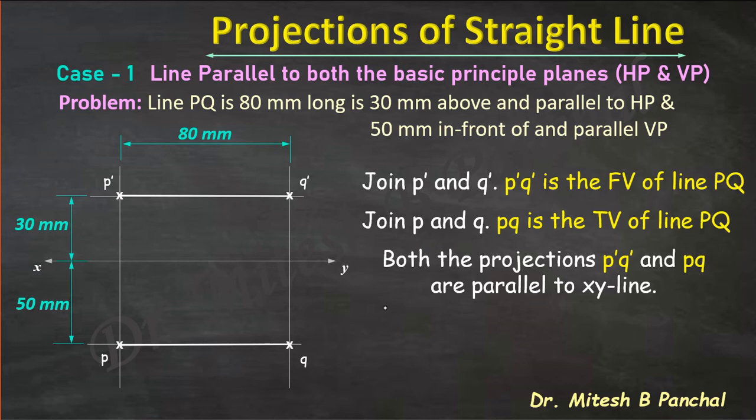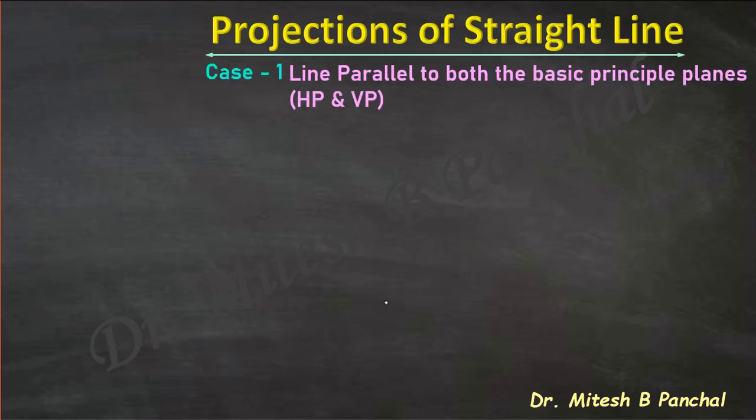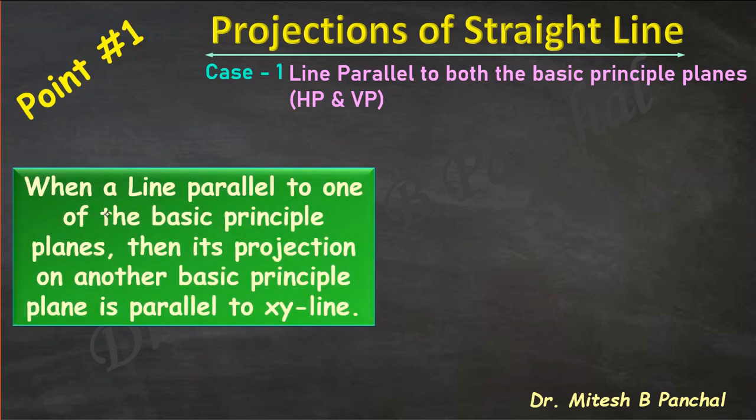So considering this case 1, we have derived two main important points. The first one is point number one: when a line is parallel to one of the basic principal planes, then its projection on another basic principal plane is parallel to XY. Okay, this is point number one.